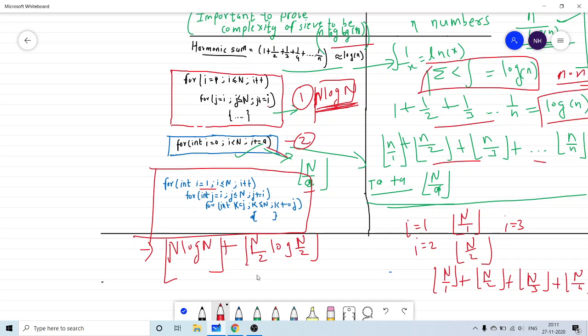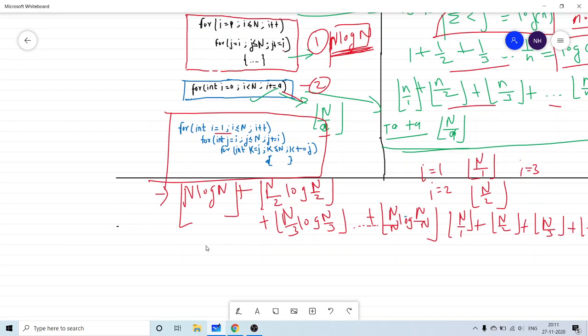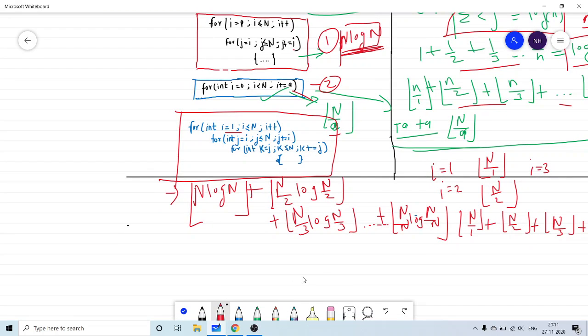Similarly for n by 3, i is equal to 3, it's n by 3 log n by 3, up to n by n, log n by n, right? So now you try to calculate the complexity from it, like what will be the complexity. Just approximating, it doesn't matter whatever the denominator is, we are just assuming some bound. Okay, just remove this bound, it will still be greater, right, from this.